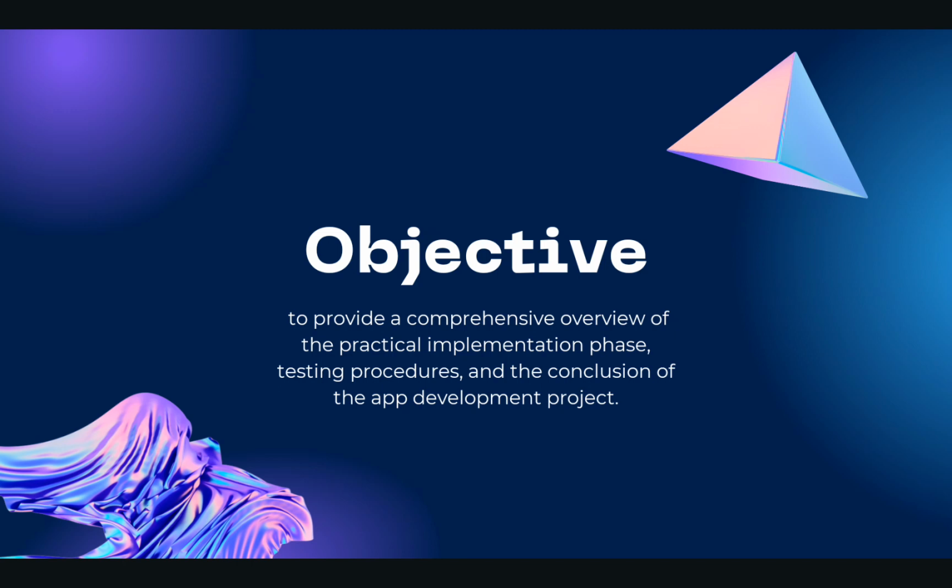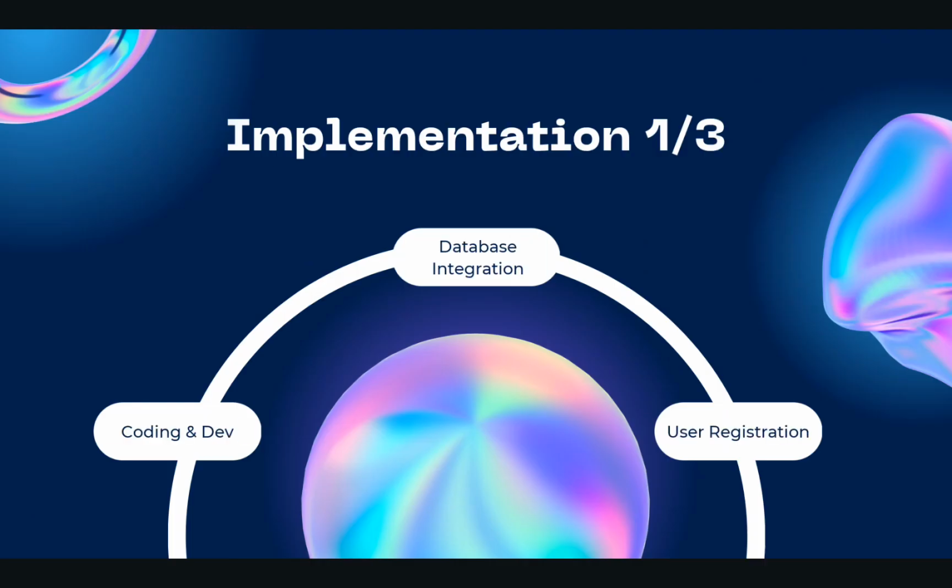So starting off, the objective of the presentation is to provide an overview of the practical implementation phase, the testing, and the conclusion of the app development. Moving on to the implementation phase, starting from the coding and development. The code written embodies the features and functionalities of the application. This includes creating user interfaces, implementing back-end logic, and integrating various components.